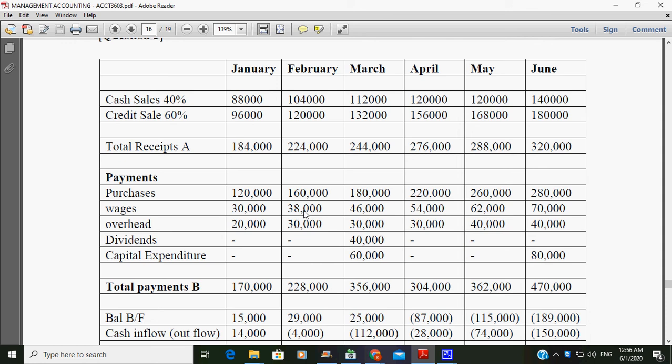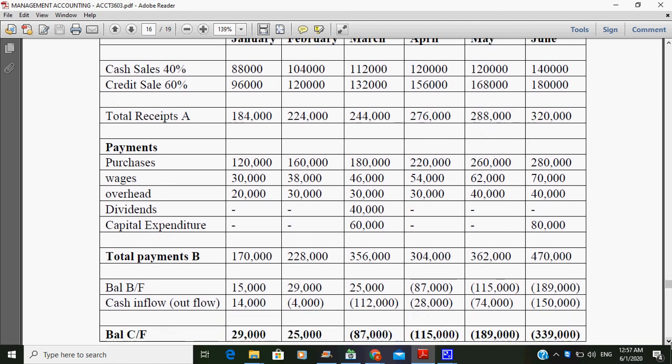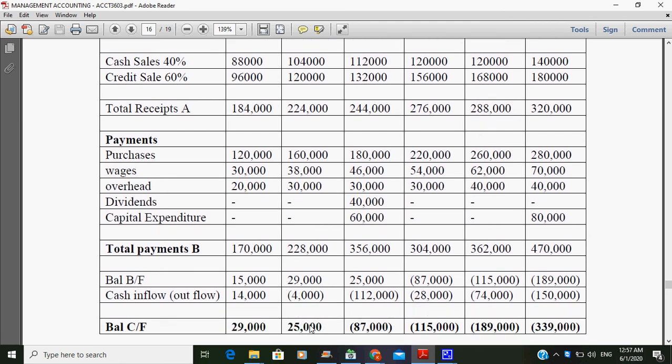Then now overhead is 30,000. What did the question say about overhead? Overheads are paid the month after they are what? Incurred. So this 30,000 is coming from where? January. Alright? Add up those together, you get 228,000. Subtract this now from 224,000. You'd have gotten a negative 4,000. And you add the 29,000, you get a positive 25,000. And then you continue the rest of it just like that.